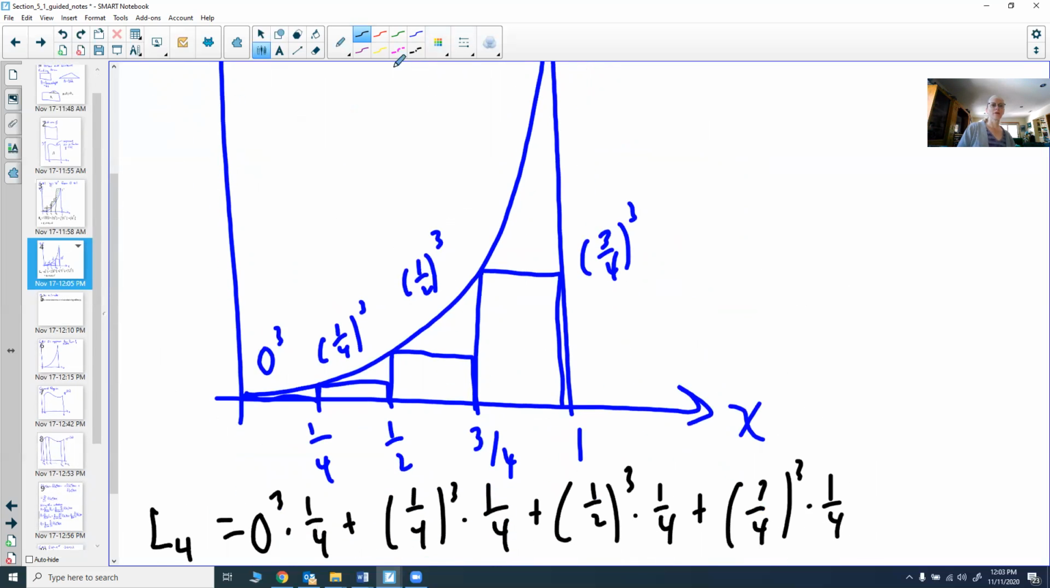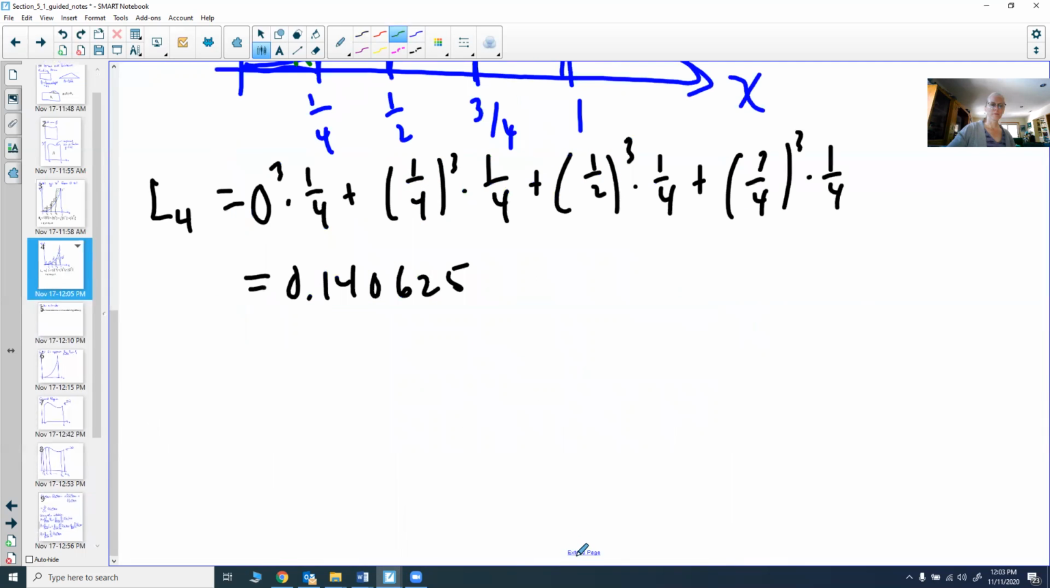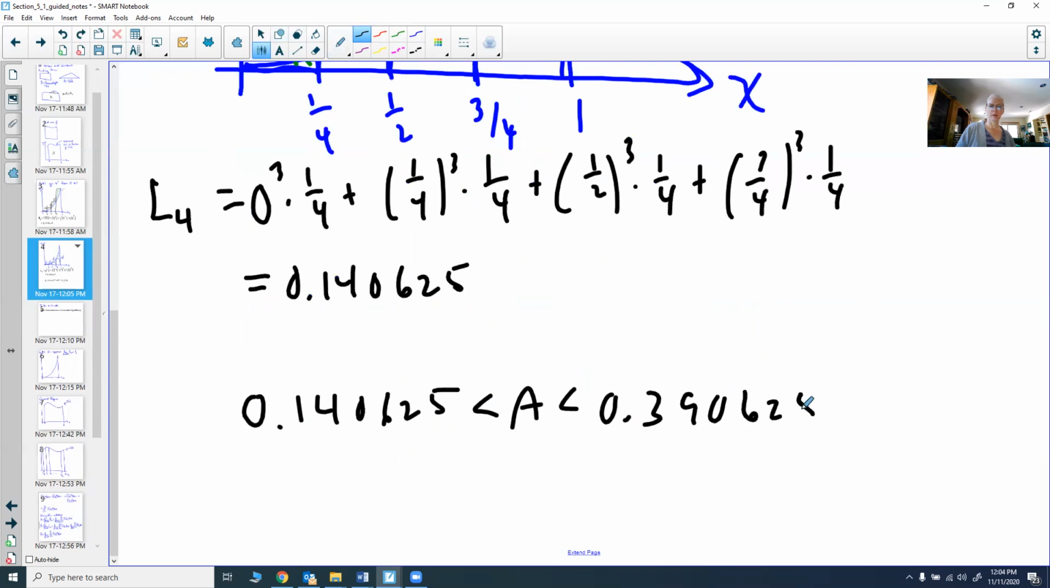Notice in this case, there's again some wasted space. This space isn't counted, and this space isn't counted, and this space isn't counted, and this space isn't counted. So in these cases, we have things that are not counted. So this is considered an underestimate. The other one's considered an overestimate, and the true area is somewhere between these two. We're not exactly sure where, but somewhere between these two is what that true value is.